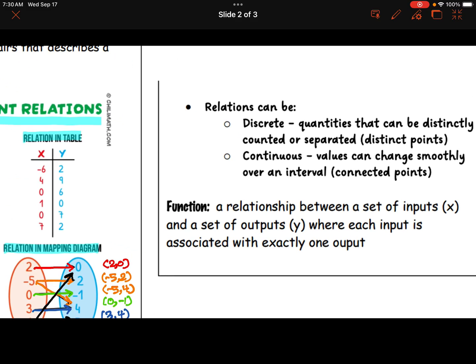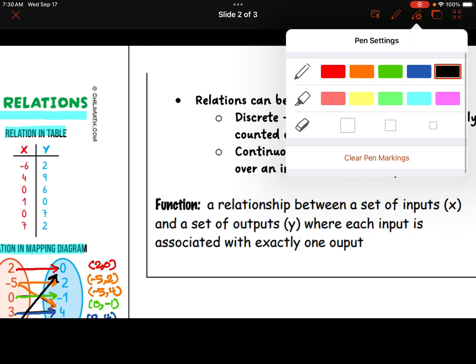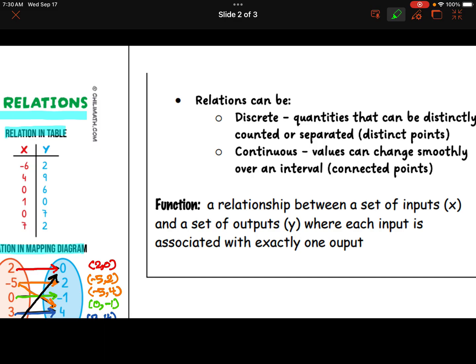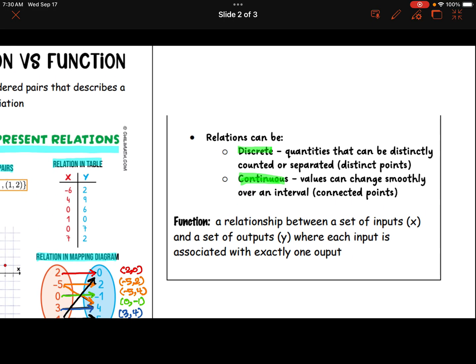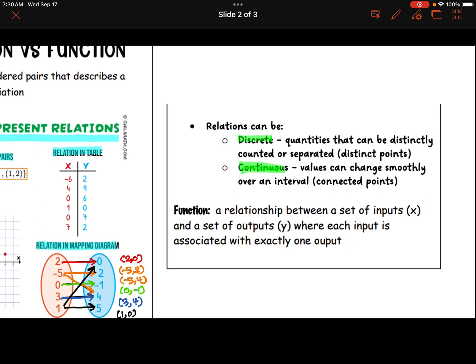Okay, so then relations can be either discrete or they can be continuous. So first, let's just read what that means, and then I will help you see it. Discrete is just quantities that can be distinctly counted or separated. Think of them as distinct points. Whereas continuous means the values can change smoothly over an interval. They would be connected points.